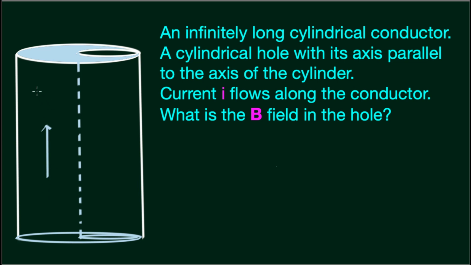Now let's take a look at the cross section of this cylinder. Here is the cross section. Let's say the radius of the full cylinder is R, and the radius of this cylindrical cavity, let's call it A. The center, that is the axis of the full cylinder, is out here, and the axis of the cavity is here. Now the current I is uniformly spread out in this area.